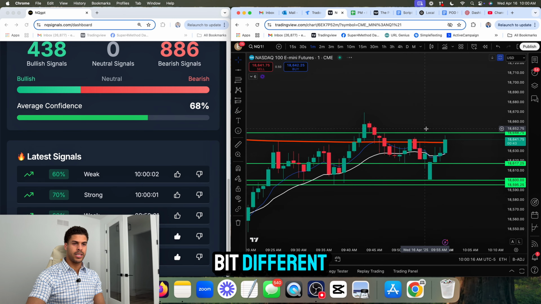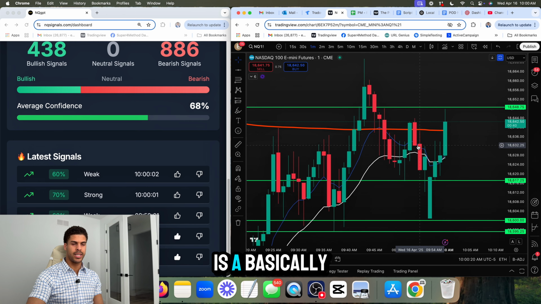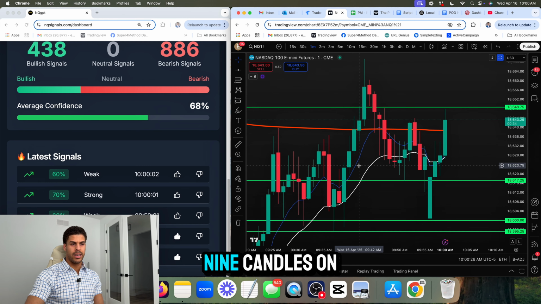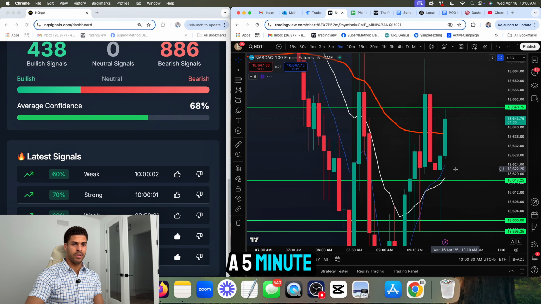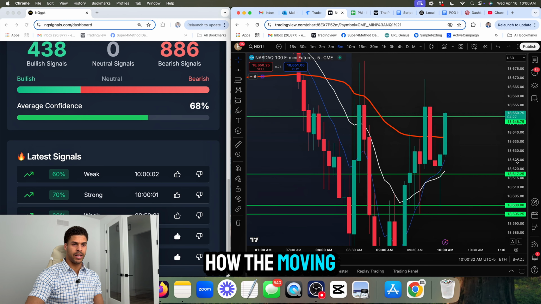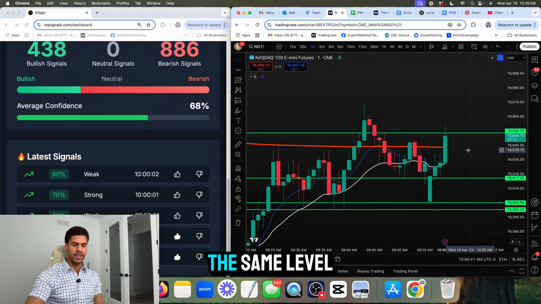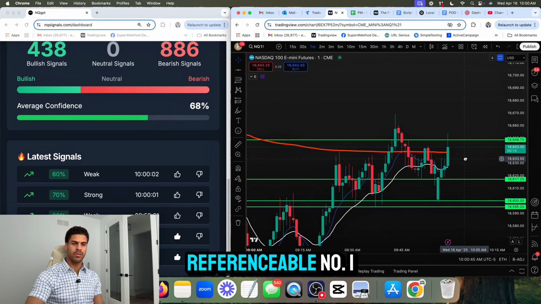Now that's a little bit different than your moving averages. A moving average is basically a candle measurer. So I have a 9 and a 21 on my chart just to help me see things. 9 candles on a 1-minute chart is different than 9 candles on a 5-minute chart. You can see how the moving averages look a little bit different. So not only does every trader have an idea of where VWAP is, it also is the same level on every chart. So it's easily referenceable, number one.